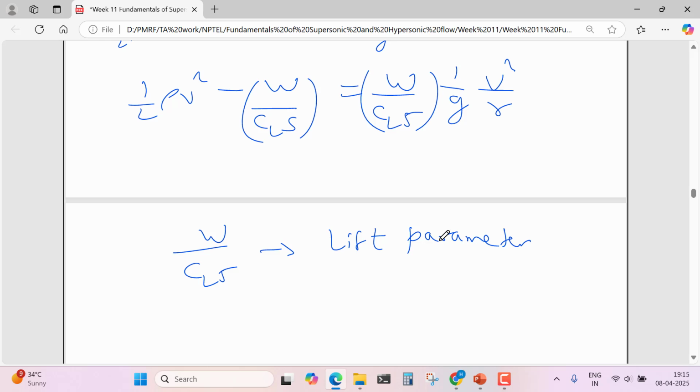So in the design of some hypersonic vehicles, these two parameters are important: either the lift parameter or the ballistic coefficient. It is used for designing the vehicle.